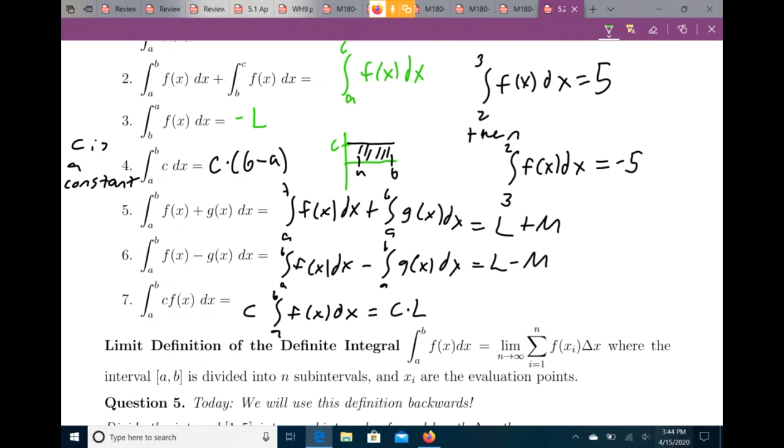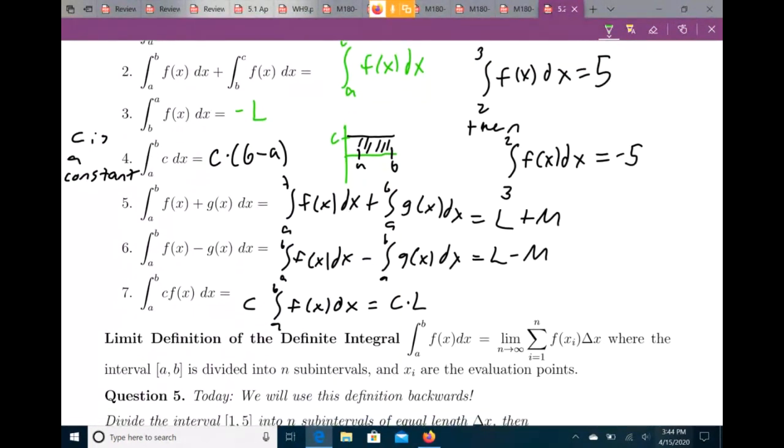Okay, so now we'll get into some actual calculus involving this definite integral. All right, so we're going to talk about the limit definition of the definite integral. And this is basically the idea that this will be a limit of Riemann sums.